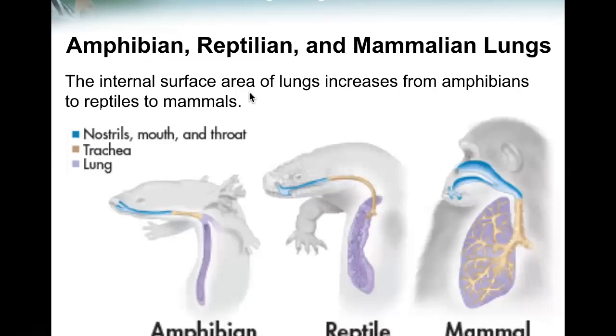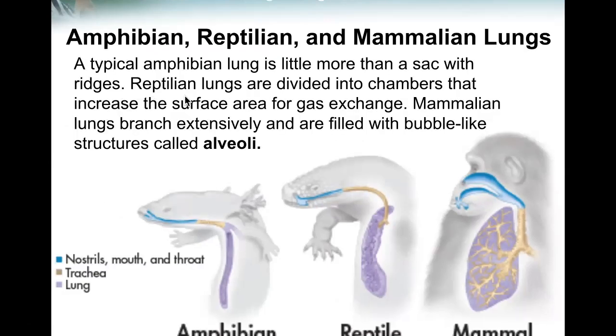The internal surface area of lungs increases from amphibians to reptiles to mammals, larger surface area for each of the more complex organisms. A typical amphibian lung is little more than a sac with ridges. The reptilian lung is divided into chambers that increase the surface area for gas exchange. Mammalian lungs branch extensively and are filled with bubble-like structures called alveoli.